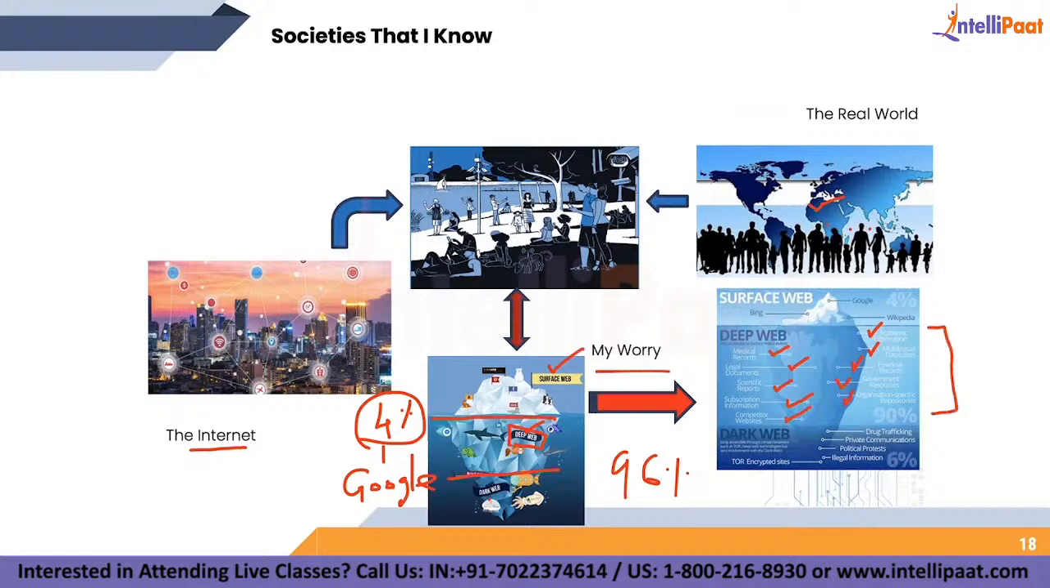Surface web is nothing but the data which can be freely crawled. That's what the surface web is all about. The deep web cannot be crawled because we need to enter a user ID and password. It is not possible to crawl and it is not freely accessible.